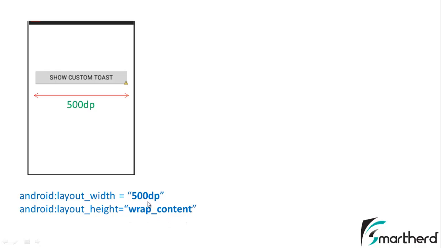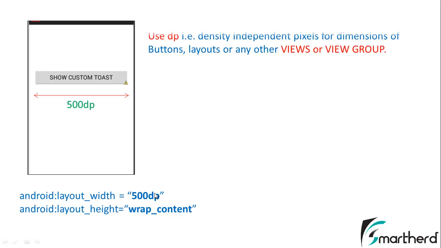Now why have I written this 500 dp? This dp is actually density independent pixels, and we are going to use this dp for defining the dimensions of our layouts, buttons, or any other views or view groups. Right now I am not going to go into the details of what is dp and what is sp and what are the other pixels. If you are a beginner, you must have seen there are many units of measurement, and I have seen in many Android forums people asking, they are having a big doubt what units they actually have to use while defining the dimensions of the views or view groups, right?